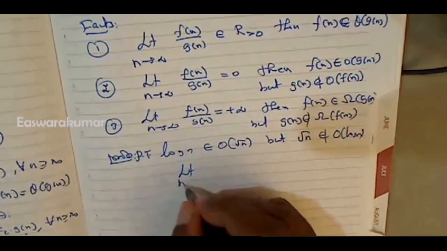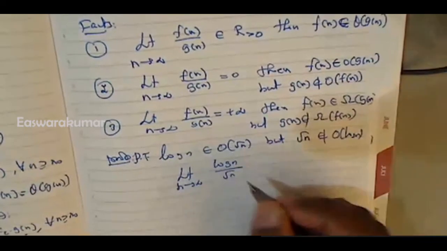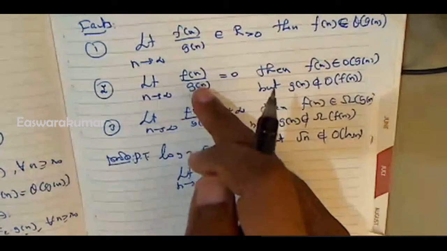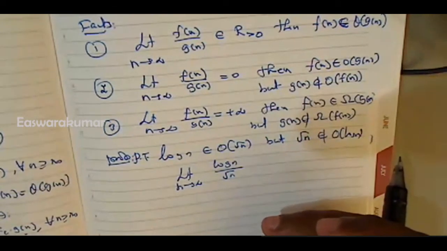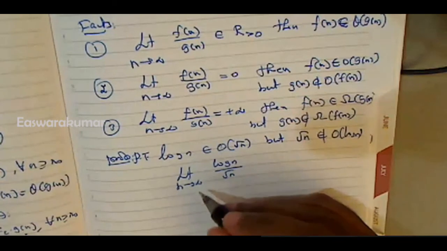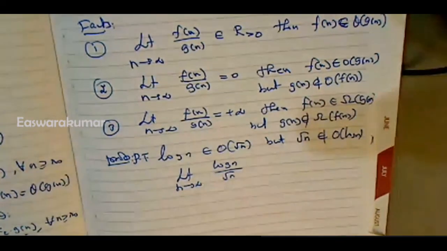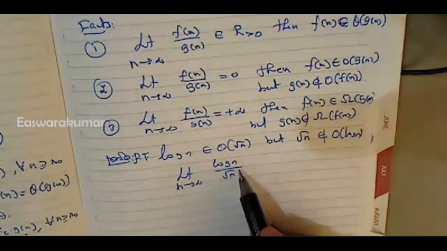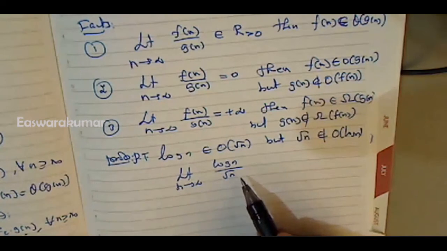So we can take the limit as n tends to infinity of log n by root n, right? So f of n by g of n. Now what happens if you apply infinity? n tends to infinity, n is a very large quantity. So when n becomes infinite, what happens? This is log infinity, right? What's the value of log infinity?